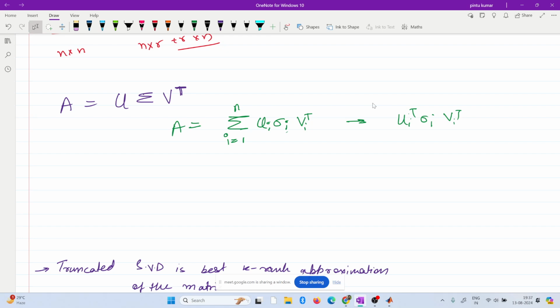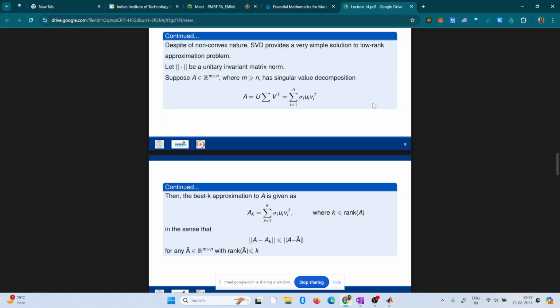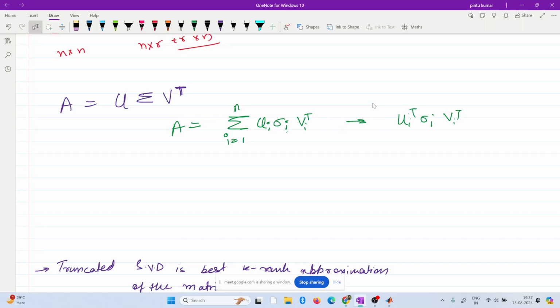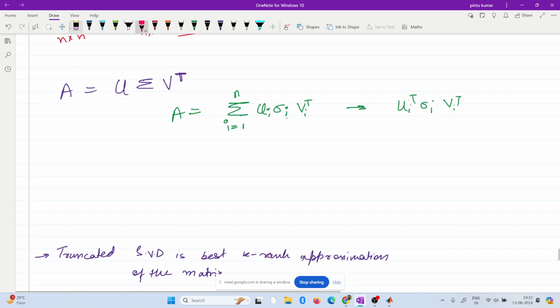Yeah, I think the first one that I had written is correct. So you can write your matrix in this form, where Ui is a column of U and Vi is a column of your matrix V. And sigma i are the diagonal entries of sigma. Yeah, the first one looks correct. That is fine.